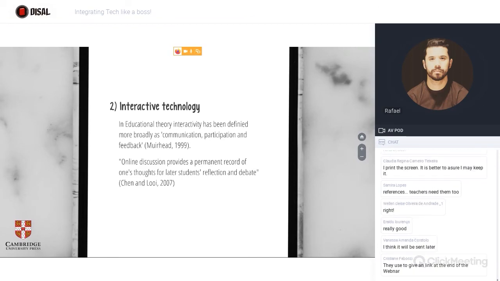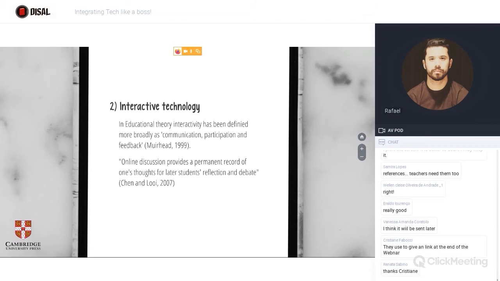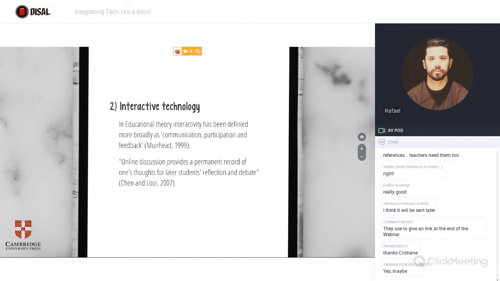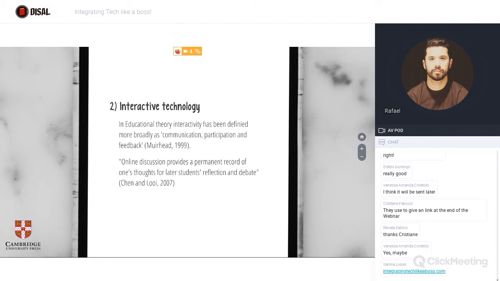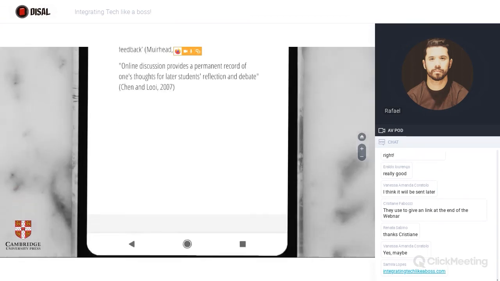My second point here is the online interaction topic. Is that participation in online discussions, you know? Whether in real time or not, I think online discussions give us an opportunity for providing a permanent record of one's thoughts for later students' reflection and debate. And that is also supported by Chain and Lowy, allowing learners to have some time to think deeper about a topic and, let's say, respond when they feel more informed and inspired, you know?